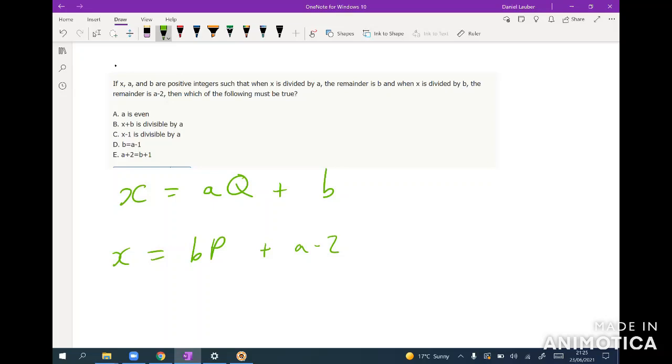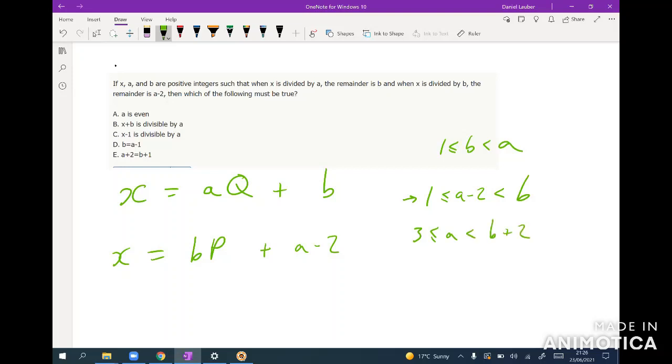Well, okay, so what has that actually told us? Well, what can a remainder be? A remainder can only be between 1 and the number you're dividing by. So in other words, 1 is less than or equal to b is strictly less than a. But also 1 is less than or equal to a minus 2 is strictly less than b. And so having a look at this, let's simplify this one. 3 is less than or equal to a is less than b plus 2.